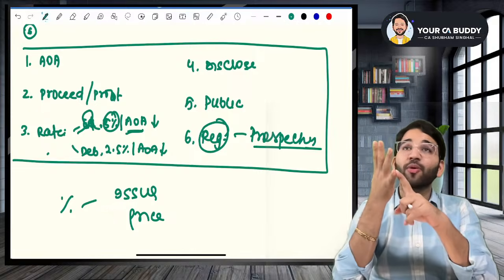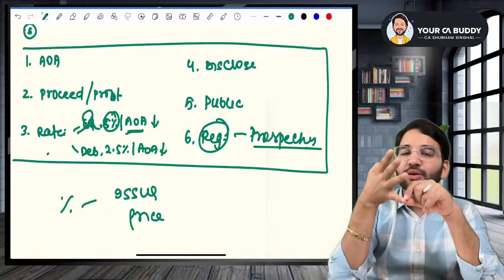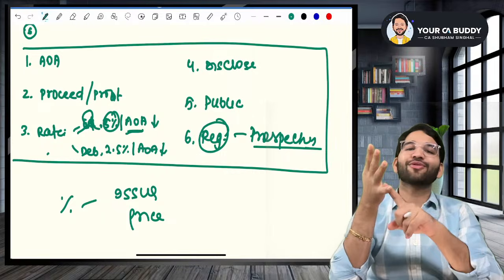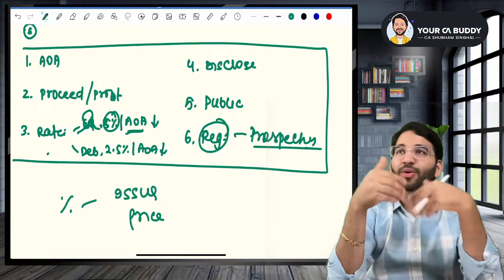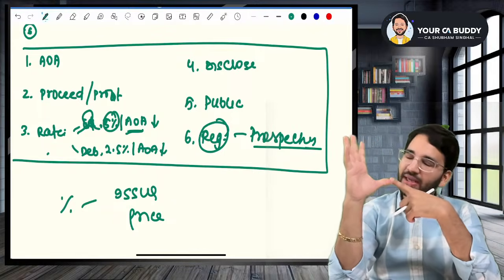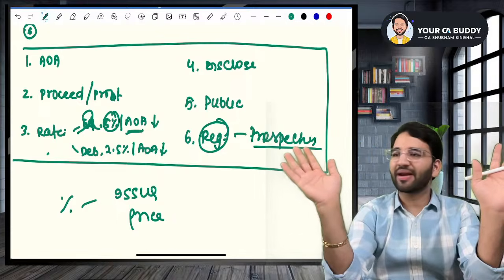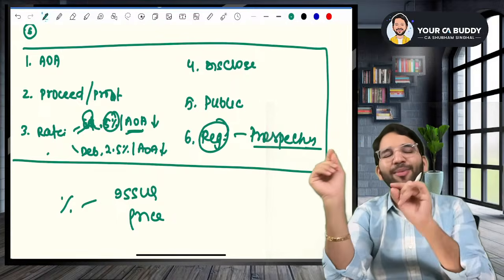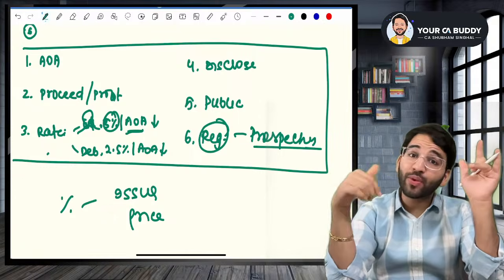After that, coming to the 4th point, what is the disclosure? What will you have to disclose? You will have to disclose, listen to me very carefully, the name of the underwriter, the rate and everything. And point number 5, public. Sir, if you are making an issue to public, you cannot give underwriting commission. And last one, sir, the underwriting agreement will have to be registered with the ROC along with the prospectus.